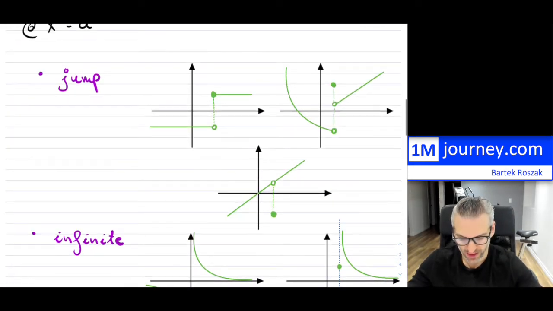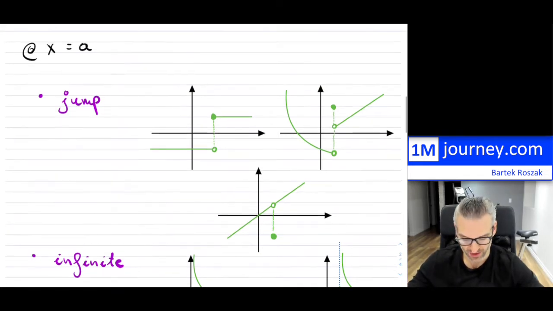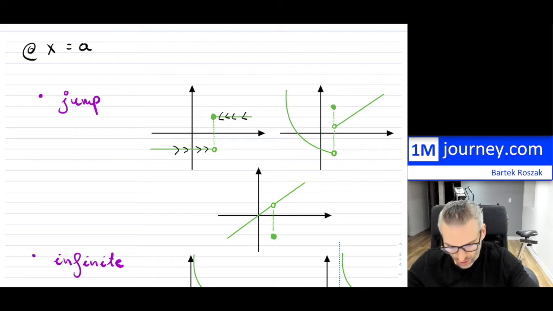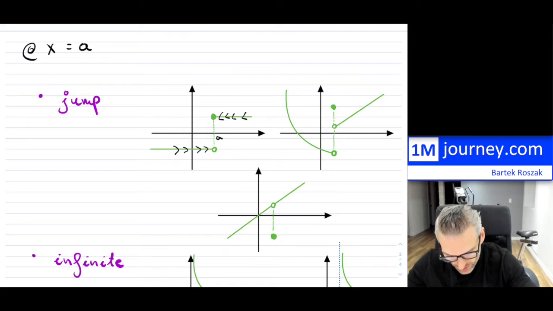So here they are visually. A jump discontinuity means that your one-sided limits do exist. Your left-hand limit exists and your right-hand limit exists. Now, if you're looking at these three graphs, you'll notice that the left-hand limit here exists, and the right-hand limit exists, but the overall limit at that a will not exist. And notice that we do have a jump.